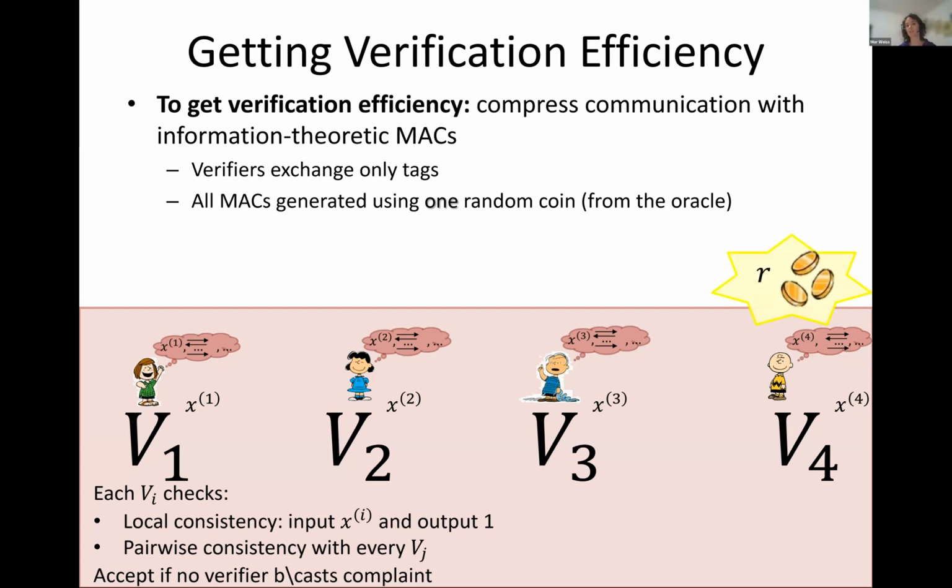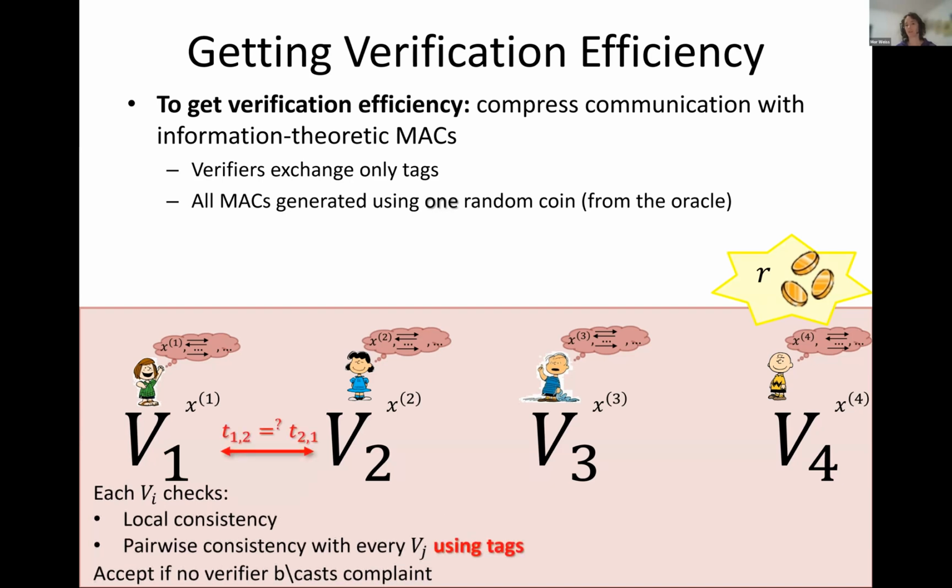And it turns out that we can generate all of the tags by just using one random field element. So now the idea is for the verifiers to jointly sample this random field element, toss a coin. Each verifier will locally compute the MAC, and each pair of verifiers will exchange the MACs between them, and then inconsistencies are determined according to these tags. And this already gives us a DZK that's verification efficient and matches the DZKs of Bonnet et al.